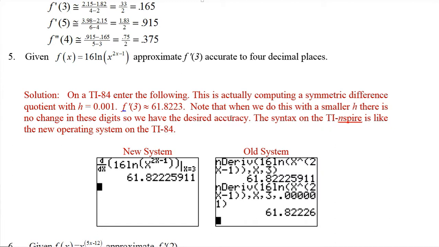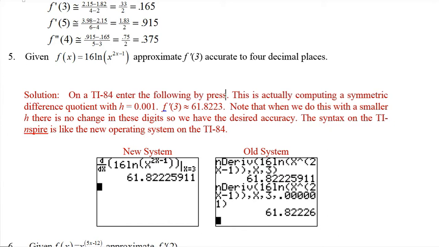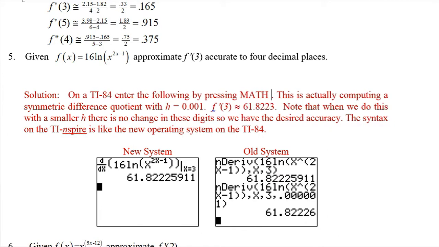Well, it turns out that this is actually built into our calculator, so this is quite easy to do on the TI graphing calculator. For example, on a TI-84, we want to use a symmetric difference quotient. It's the numerical derivative. Whether you have the older or the newer operating system, you press math 8. It's either going to come up with nDeriv open parentheses, or it's going to come up with d over d blank, such that blank equals blank.